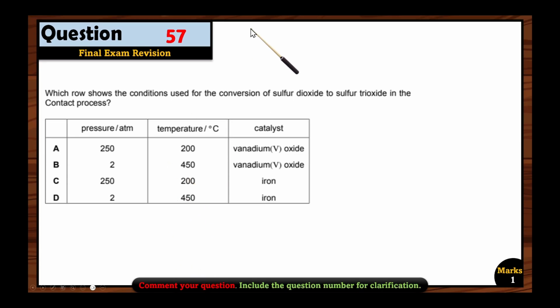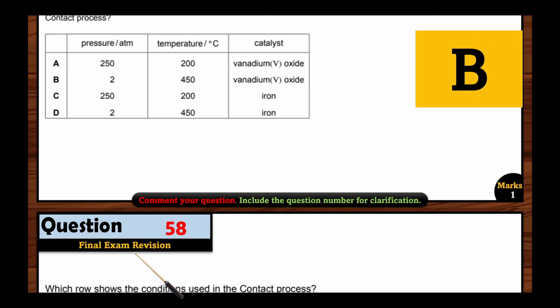57. Which row shows the conditions used for conversion of sulfur dioxide to sulfur trioxide in the contact process? For this, you have to memorize these conditions. For the contact process, the catalyst is always vanadium oxide. Iron is the catalyst for the Haber process. So 1 or 2 can be right. Now let's see the temperature. Temperature is always 450 degrees Celsius, and the pressure is 2 atmospheres. So option B is the right option.